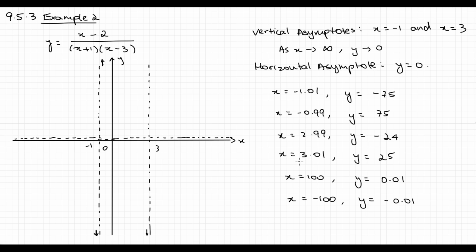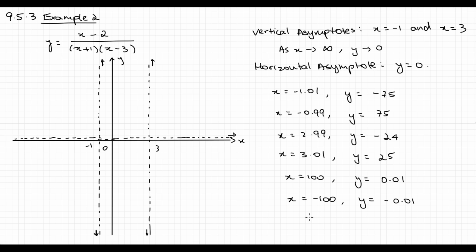And when I'm at x equals 3.01, my y value is 25, which is a positive big number. So when I'm to the right of the vertical asymptote, my curve is all the way up here. When I get to x equals 100, that's supposed to represent what happens to the curve for large positive values of x. My y value turns out to be 0.01, which tells me that I'm very close to the x-axis, but a little bit above it. So the curve is going to lie above the x-axis like that.